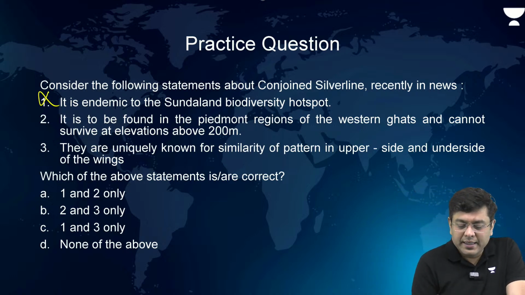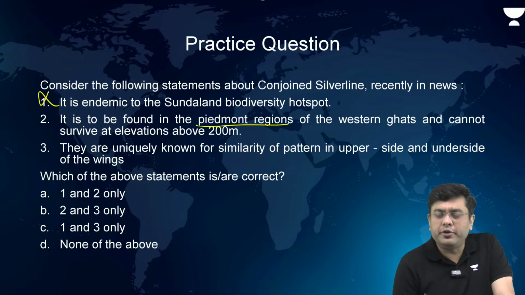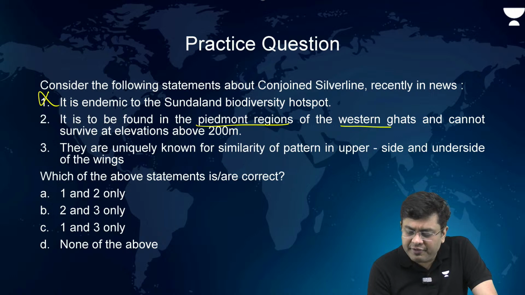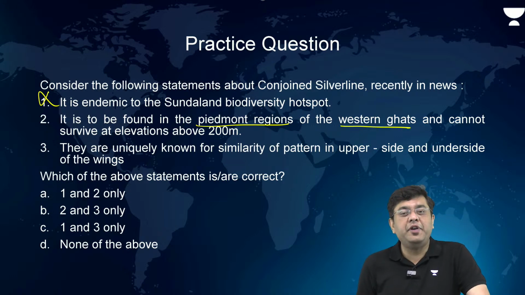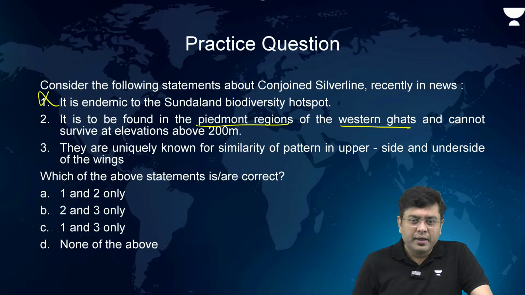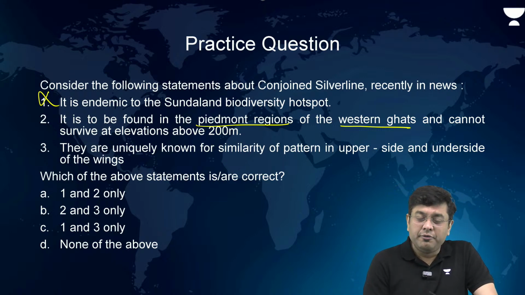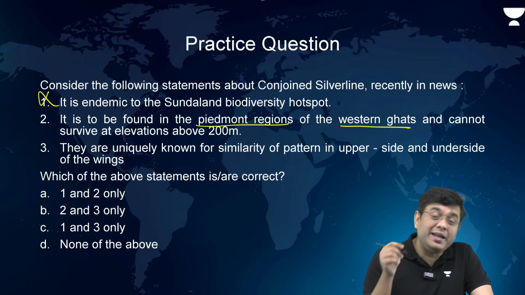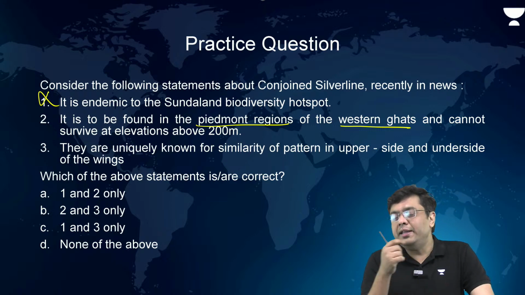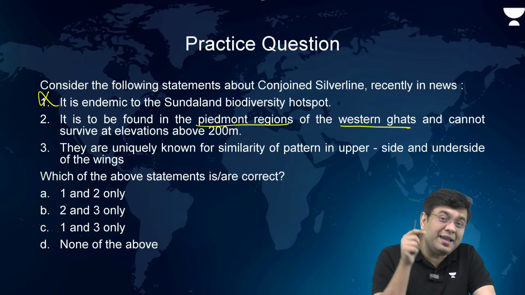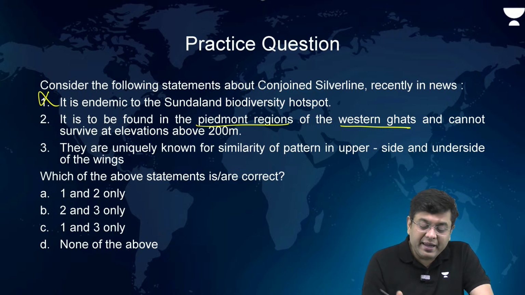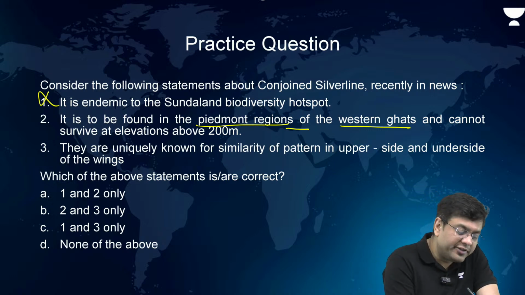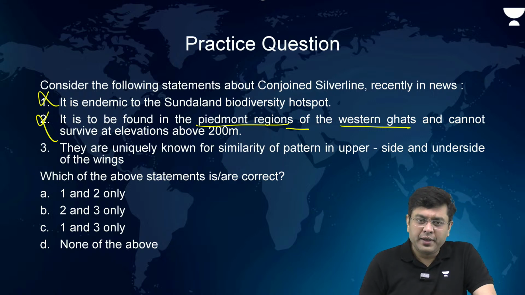So that is incorrect. It is to be found in the Piedmont regions. Piedmont means the foothills, right? Foothills of the Western Ghats and cannot survive at elevations beyond 200 meters. Can this be correct? When we know that they are found in the region of Brahmagiri Hills, not in the Malabar Plains, not in the Coromandel Plains, but Brahmagiri Hills. So how can we say they are found only at sea level or at the foothills? So this is incorrect, right?